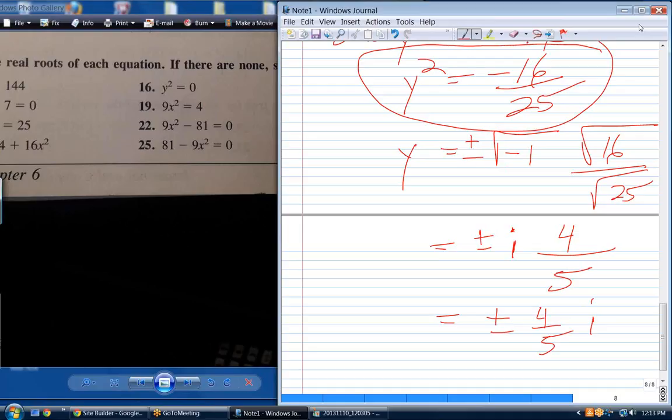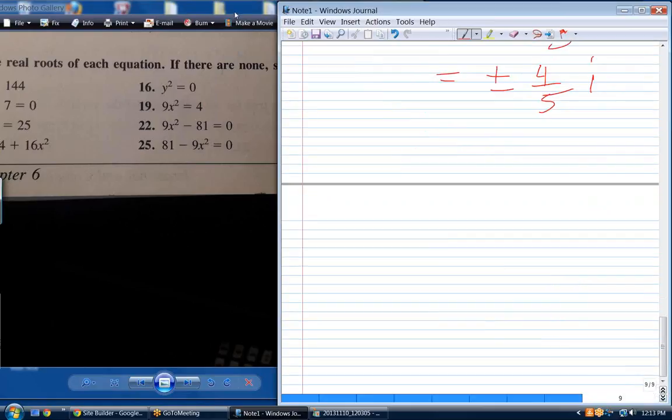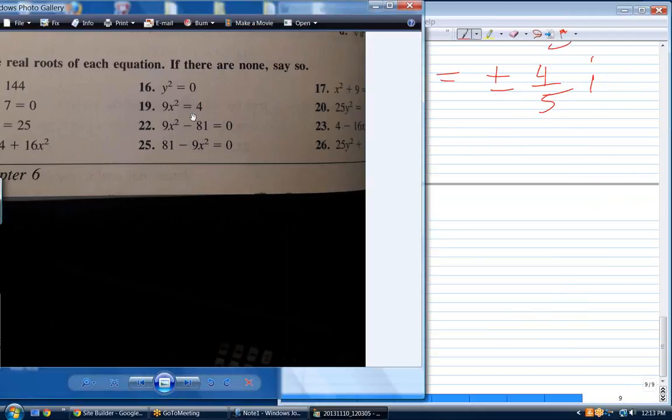I mean, after you're doing it for a while, you don't need to do that. You just need to change that to a positive and remove an i. But when you're first doing them, it actually is quite helpful to factor that into -1 times the other number.